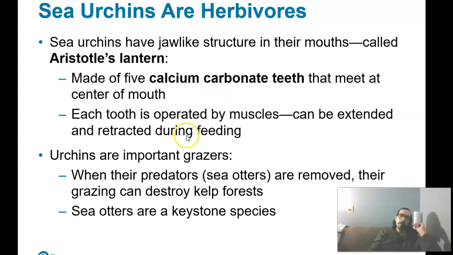Another thing that they found was that when you remove the predators of the sea urchins, that can also affect communities because in this case, the sea otters would be the keystone species, and when the keystone species are removed, then the animals that they prey on, there's nothing to control those populations, so those populations explode. And when you remove the sea otters, then the sea urchins overfeed on kelp forests, so they can destroy the kelp forest.